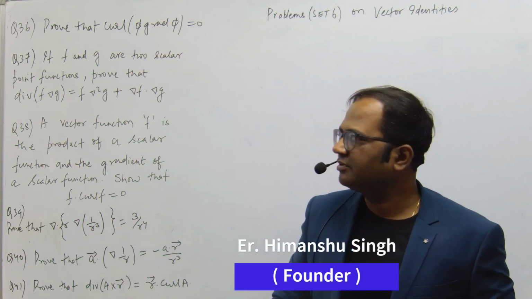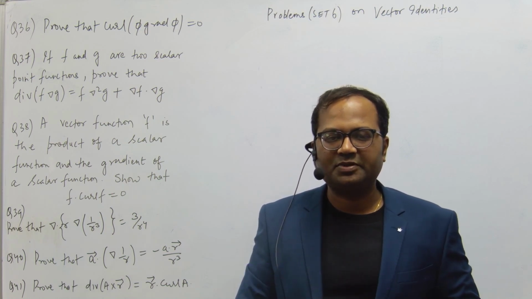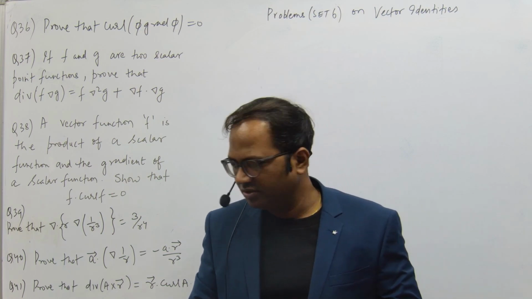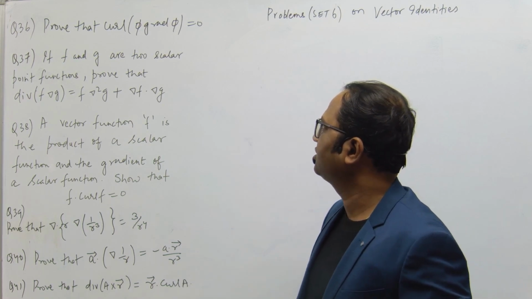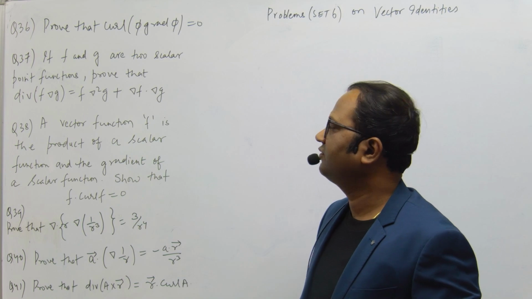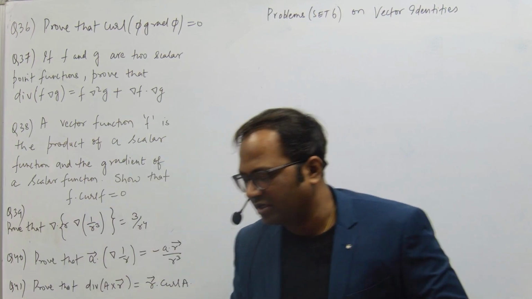In the last lecture we discussed up to question number 35. So we will discuss question number 36 onwards in this particular lecture. So let's start our discussion. Let us solve these questions. In the first question it is given to prove that curl of phi times gradient of phi is equal to 0. Let us start discussing these questions one by one.